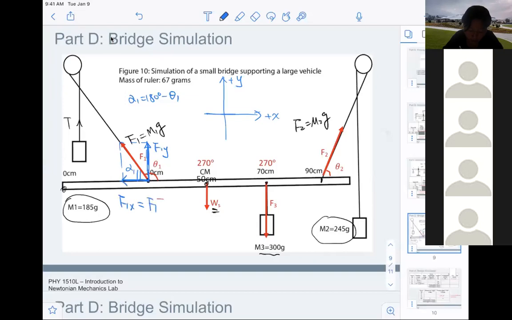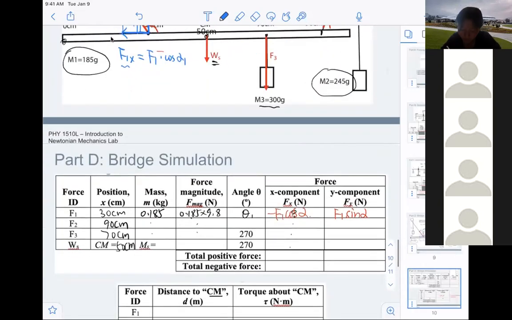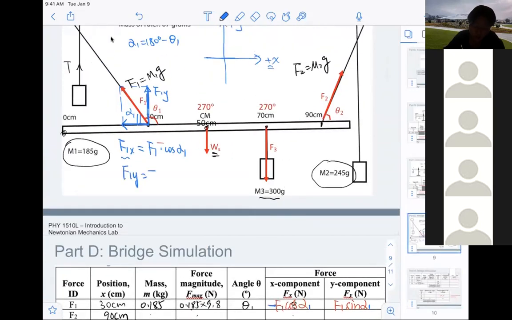F1x is F1 times cosine of alpha 1, right? So that gives you the X component, but it's pointing to the left-hand side. So if you had defined the right-hand side to be positive, you will have to write negative F1 cosine alpha 1, okay? The Y component is pointing upward. The Y component is what? Is F1 sine of alpha 1, and that's upward, that's positive. So simply this one is just positive. So that's how you handle the X and Y component for F1.